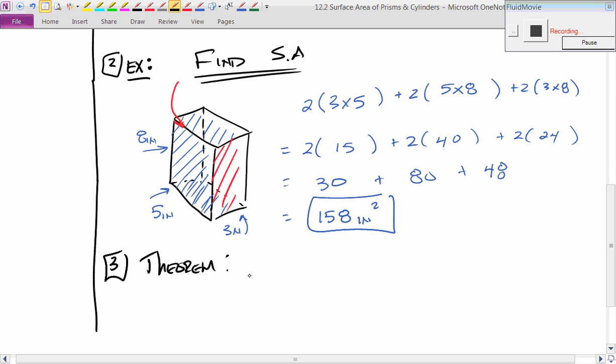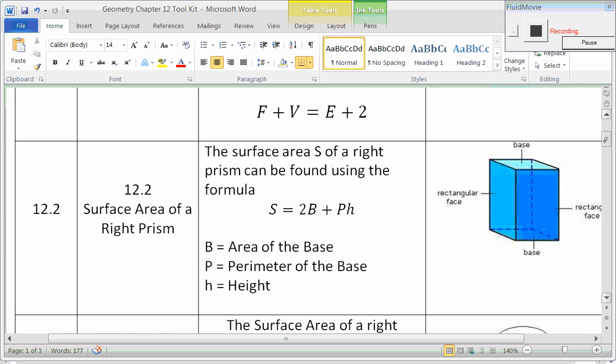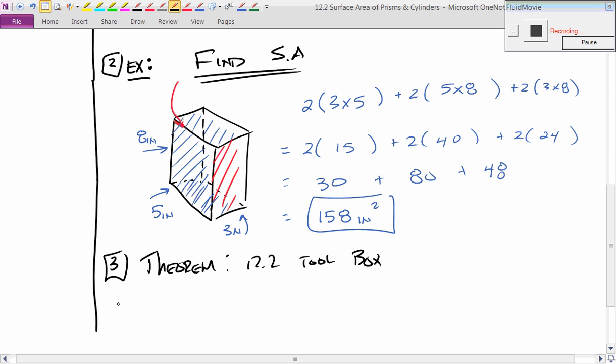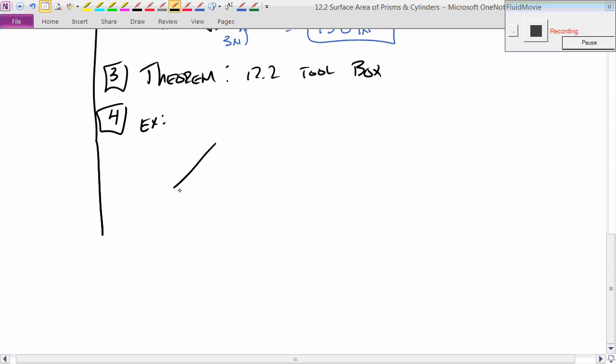We're going to go talk about theorem 12.2 on the toolkit. Okay, so head over to your toolkit. And this one's already done for you. All right, let's head back over here. And that was the whole 3rd box. It's pretty easy, huh? So for the 4th one, we're going to do another example together. And I'm going to give you this prism here.